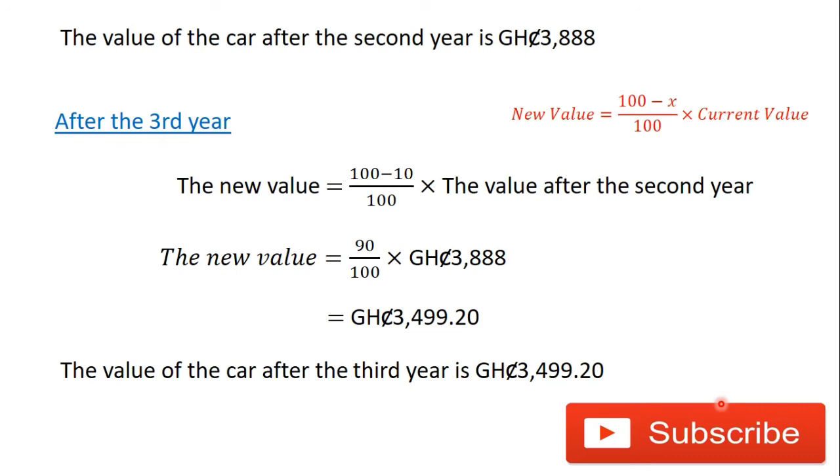In the next video, we are going to consider another application of percentages known as profit and loss. We will learn more about profit and loss and how to solve practical problems involving profit and loss.